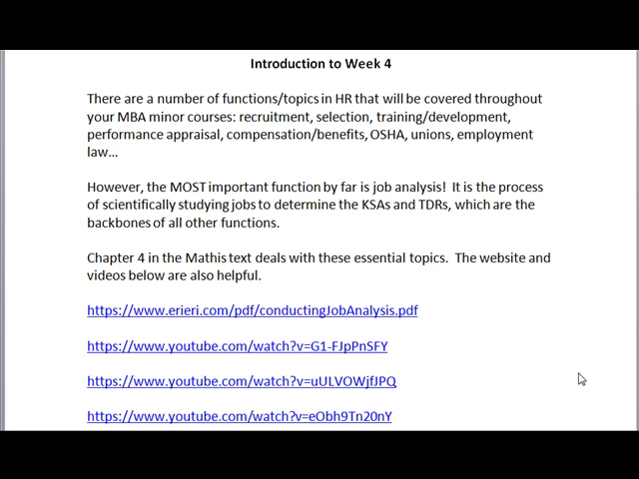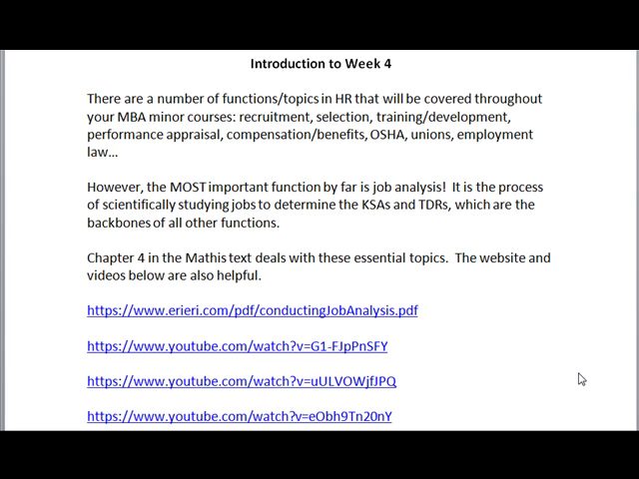Job analysis is the process of scientifically studying jobs, specific jobs, to determine their KSAs and TDRs. What are KSAs and TDRs? KSAs are the knowledge, skills, and abilities, and TDRs are the tasks, duties, and responsibilities. So it can be thought of this way. We do a job analysis to determine the KSAs and TDRs. The TDRs are the content of the job, what is actually done on the job, the tasks, duties, and responsibilities. The KSAs, the knowledge, skills, and abilities, are what a person needs to know in order to do the TDRs.